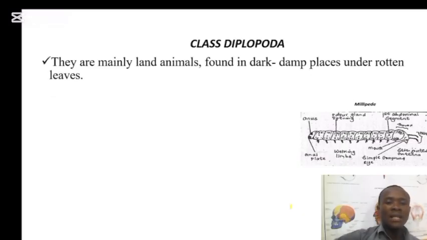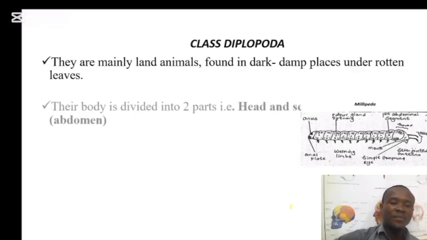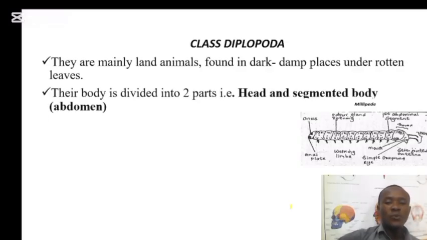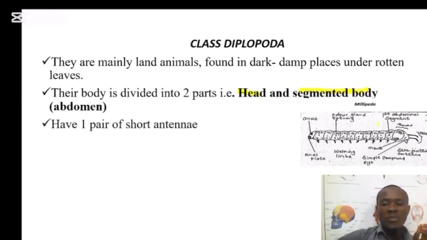The Diplopoda are mainly land animals. That means they are terrestrial, and they are found in dark places under rotten leaves. Their body is divided into two parts, but the head and the thorax are not joined together. The thorax is absent, so they just have the head and a segmented body, which is the abdomen. They have one pair of antenna. Look at the antenna, they just have one pair of it.